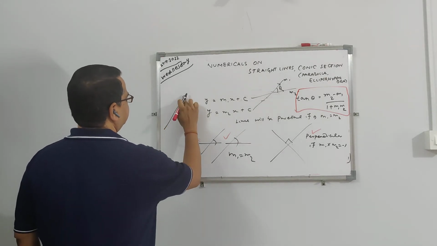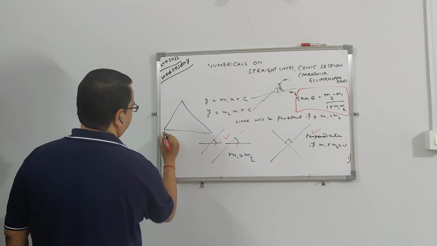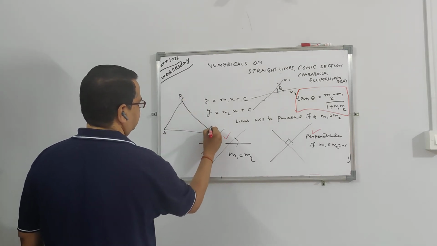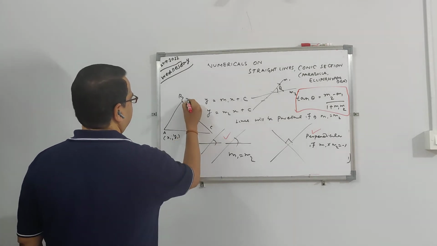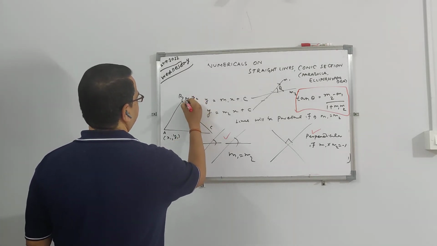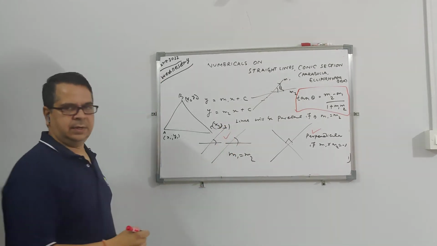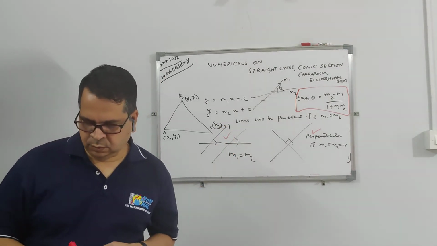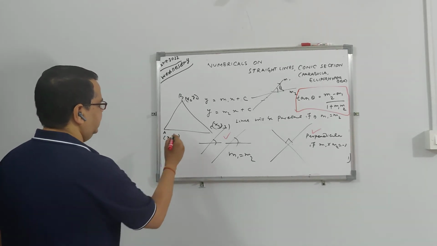Okay, so you have a triangle. Let us say points A, B and C. Your x1, y1 is the coordinate of point A, x2, y2 is the coordinate of point B, x3, y3 is the coordinate of point C. If you are given the coordinates, what is the area of the triangle?